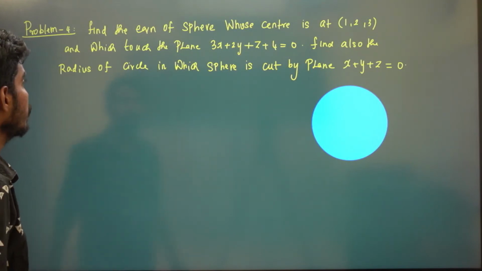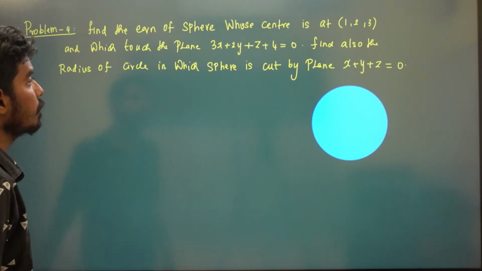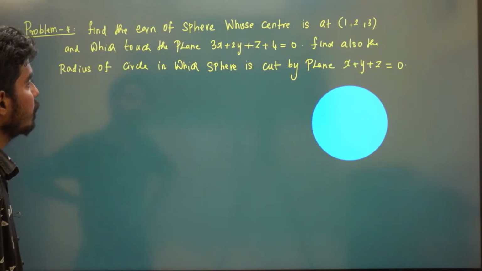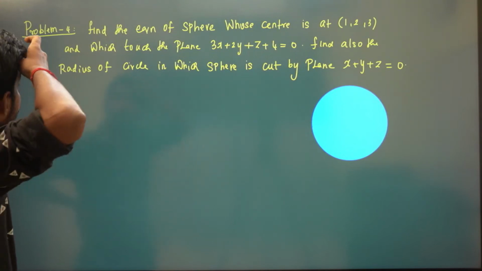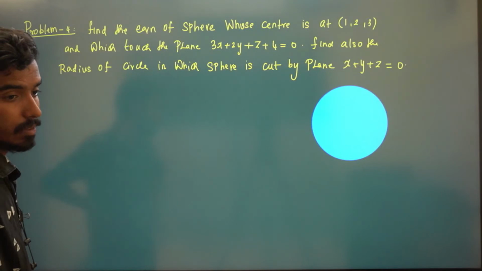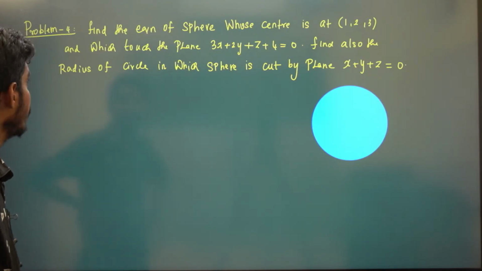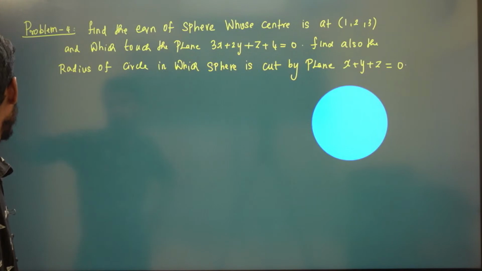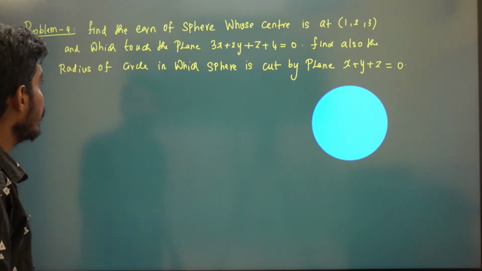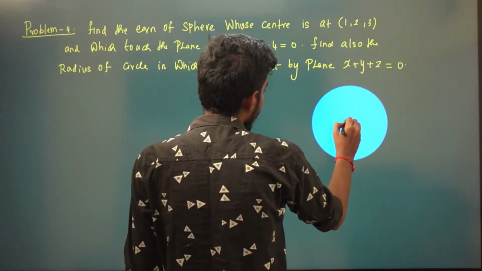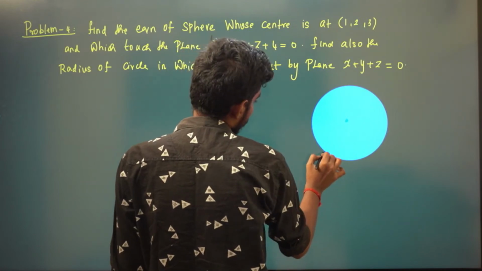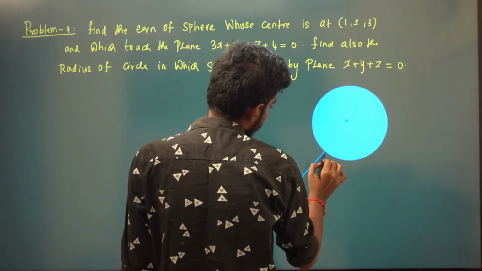So find the equation of sphere whose center is at the point (1, 2, 3) and which touches the plane 3x plus 2y plus z plus 4 is equal to 0. Find also the radius of the circle in which the sphere is cut by the plane x plus y plus z is equal to 0. Very simple problem. So we need to find the equation of sphere. They have given the center and you can see it is touching this plane.